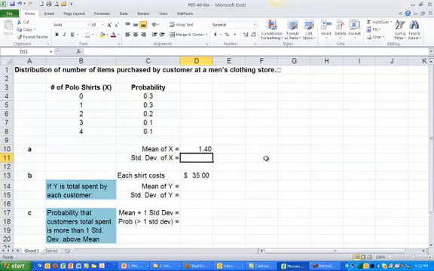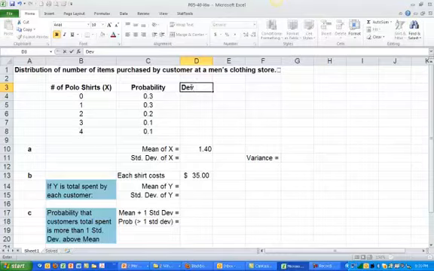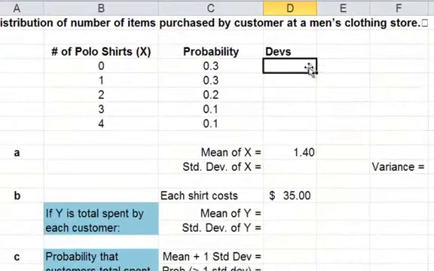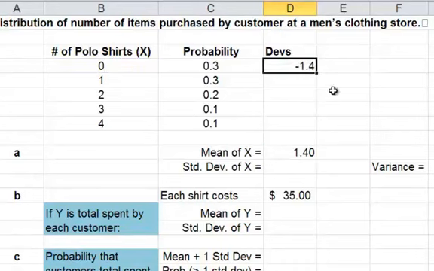What about the standard deviation of x? Well, the standard deviation is always going to be the square root of the variance. So let's calculate the variance off to the side. And the variance is going to be the weighted sum of the squared deviations of the values. So first I need to find deviations. I'll abbreviate it DEVS, but in each case the deviation is going to be the value of x minus the expected value. And I'm going to copy this formula down, so I'll just lock in that cell location.